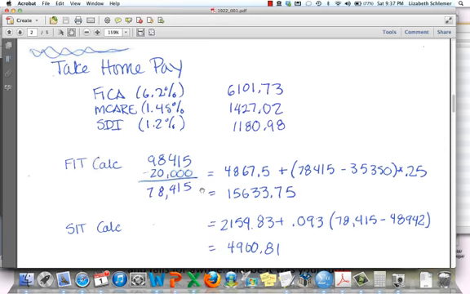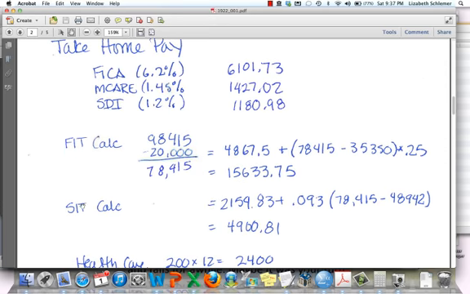Now for the calculation of income tax, which is federal income tax and state income tax, you need to determine what the taxable income is. This is where you use the $20,000 deduction. Not on the previous taxes, where you use the full $98,000, but for income tax you use the $20,000 deduction. So that means taxable income is $78,415.